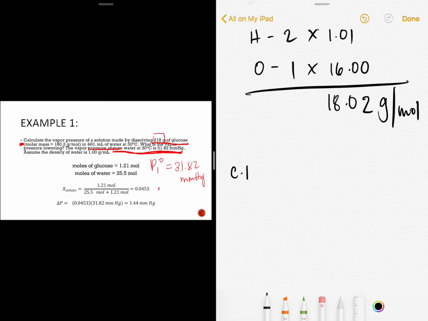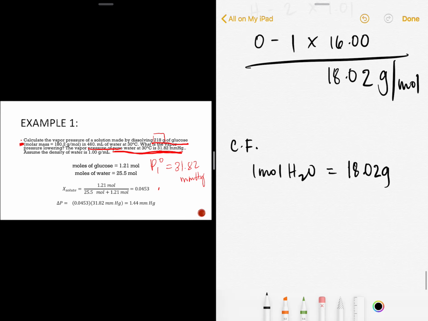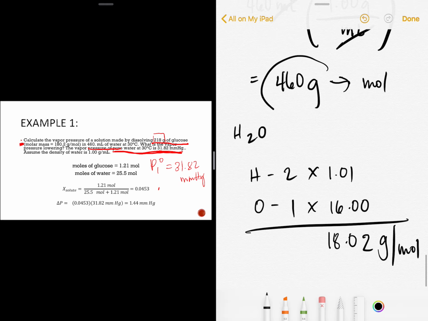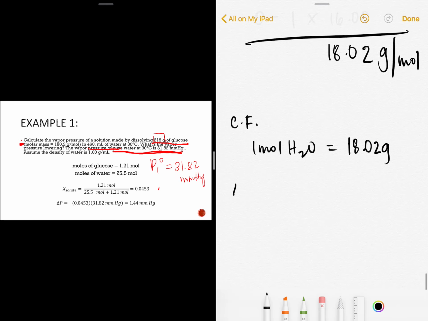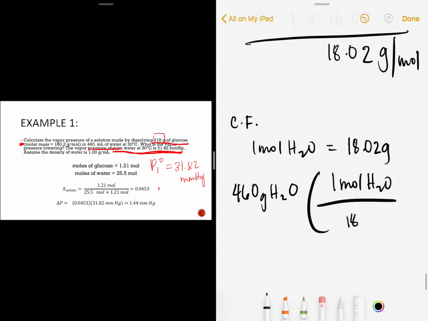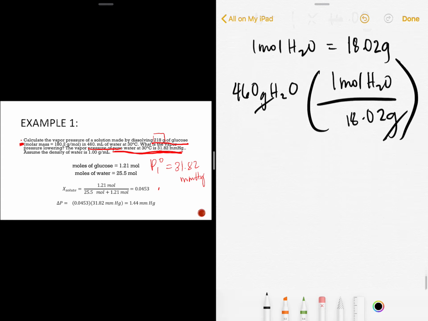Now, what is the conversion factor to convert the grams of your water to mole? So, 1 mole of water, di ba, equal lang yun sa grams ng ating molecular weight. So, 18.02. Now, start with your given. Your given now is 460 grams. So, 460 grams of water. Sa taas, 1 mole of water. Sa baba, 18.02 grams. Para mag-cancel yung ating grams. So, 460 divided by 18.02, you'll get 25.5.